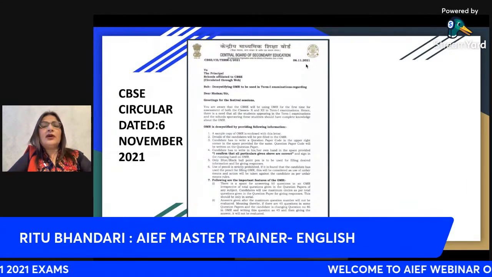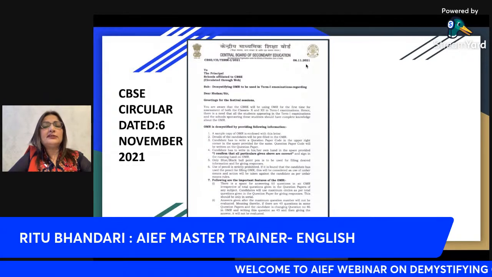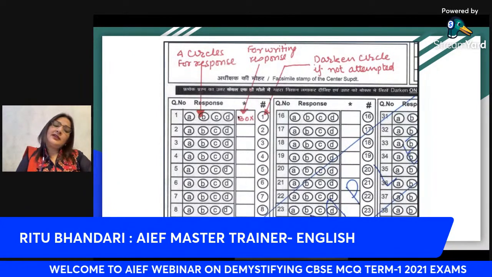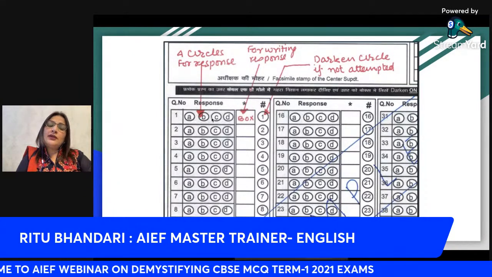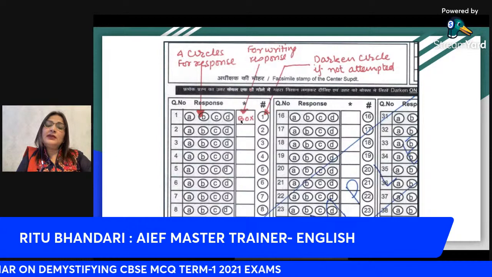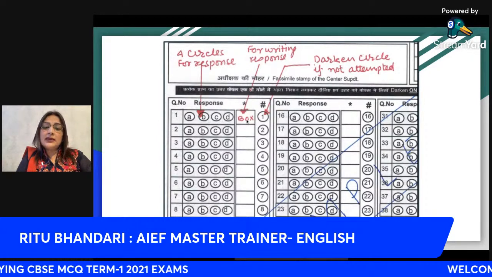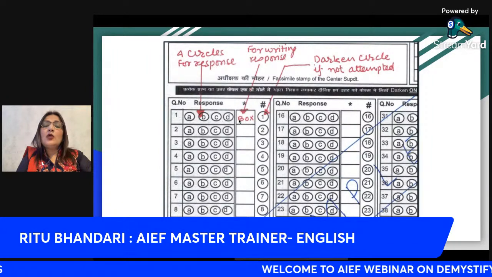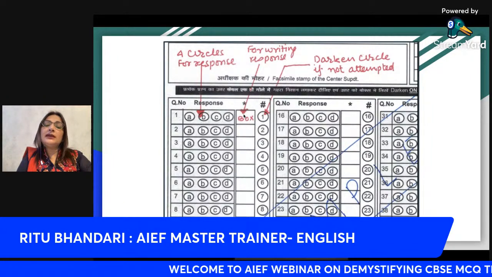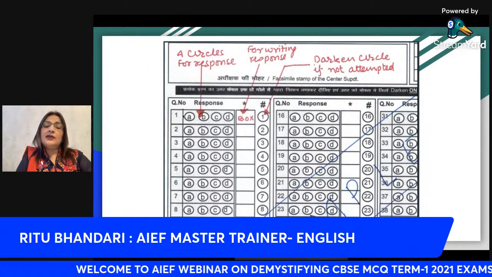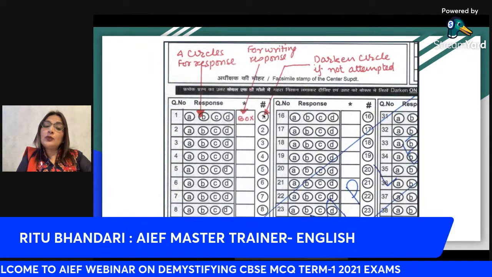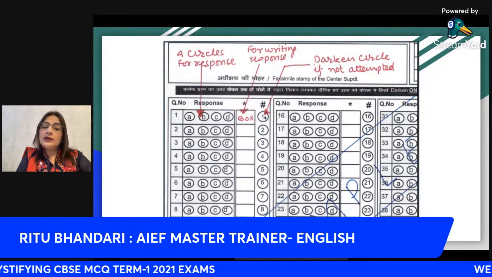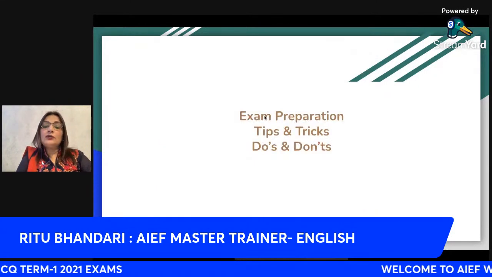The circular can be found on the same site, the CBSE site, and the details of it have already been given. These details have been shared. If your answer is B and you have written B here, it will be correct. In case you think that it should have been C but you have answered B, whatever is written over here will be taken for the correct answer. If you have decided not to attempt a question, you have to darken this circle if it is not attempted. That's what I would say.